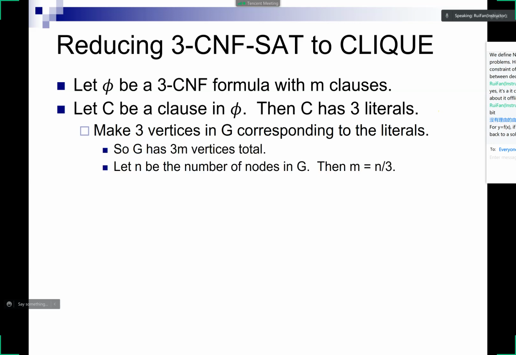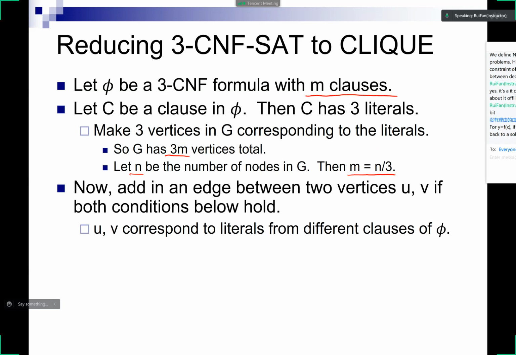So if you have m clauses in total, each clause has 3 literals, which produces 3 vertices. In total, our graph is going to have 3 times m vertices. Let n be the number of nodes in the graph. Now we're trying to find a clique with size 1/3 of the number of nodes. N here is equal to 3m, so we're trying to find a clique with 1/3 of the nodes, which is m nodes.